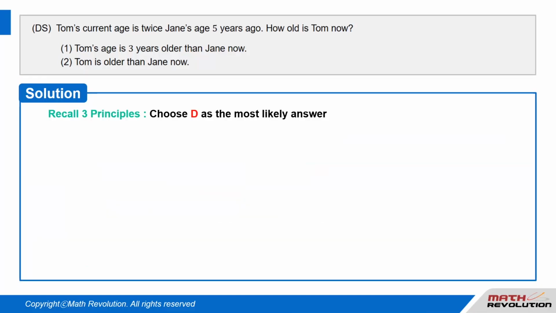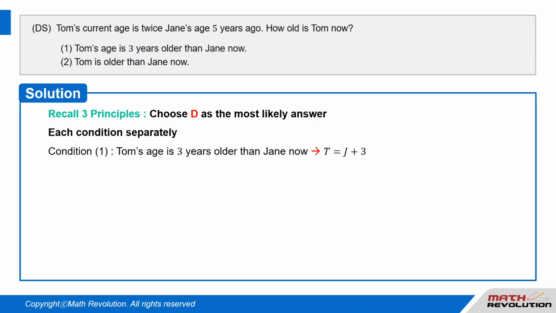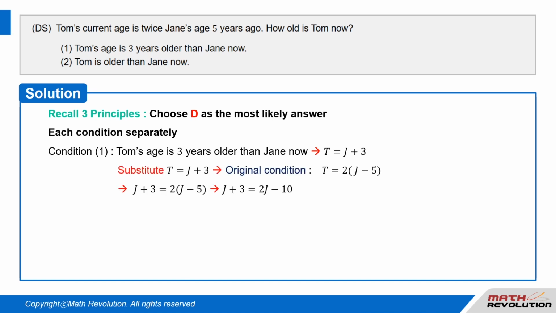Recall 3 principles and choose D as the most likely answer. Let's take a look at each condition. Condition 1 tells us that Tom's age is 3 years older than Jane's age now. That is T equals J plus 3. Substituting this value in the original condition, we get J plus 3 equals 2 times (J minus 5).